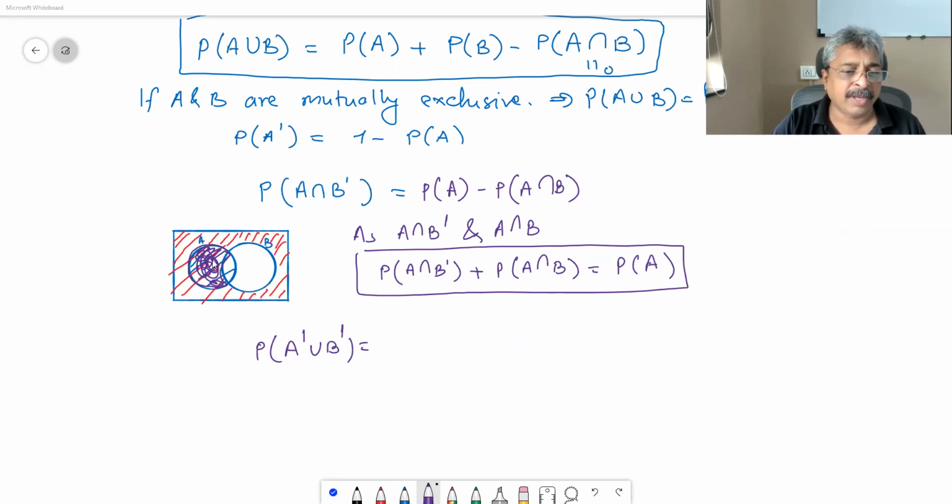A dash is denoted by blue lines, B dash is denoted by red lines, and therefore we want A dash intersection B dash, which is probability of A minus probability of A intersection B. If we rearrange this, we get probability of A intersection B dash plus probability of A intersection B is equal to probability of A. Now find probability of A dash union B dash. We should do it in exactly a similar way. Do it and show me.